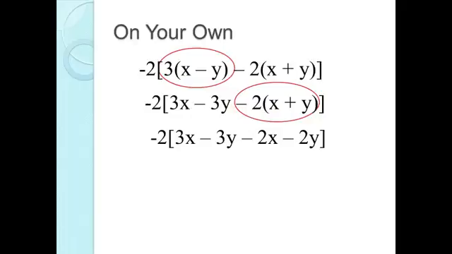Before you distribute, remember you can combine like terms within the brackets. 3x plus negative 2x gives you 1x. Negative 3y plus negative 2y gives you negative 5y. Inside the brackets we would now have 1x minus 5y. Since there is nothing left to combine inside the brackets, our last step would be to distribute the negative 2. Negative 2 times 1x is negative 2x, and negative 2 times negative 5y is positive 10y.